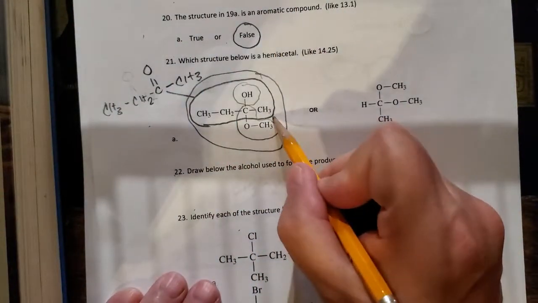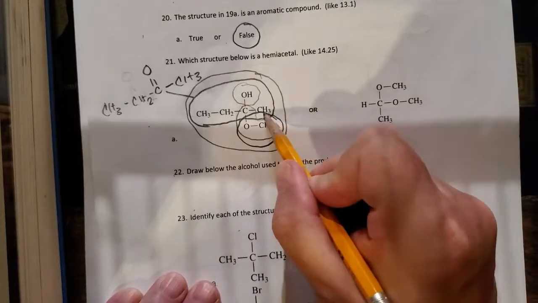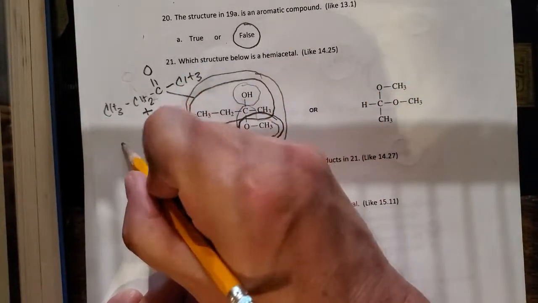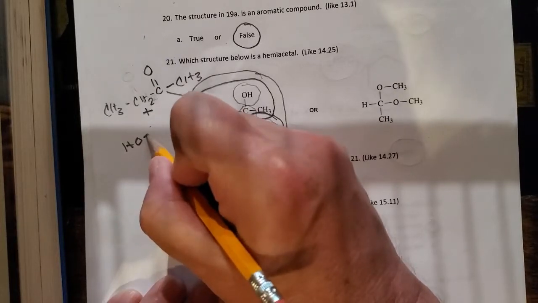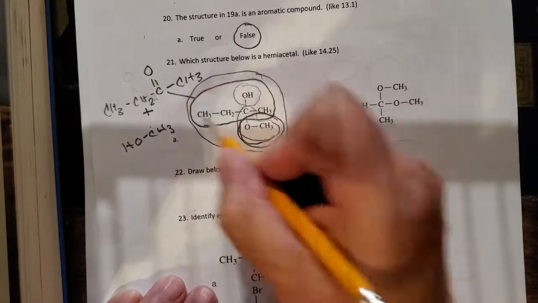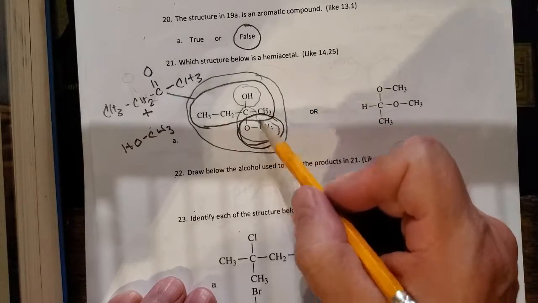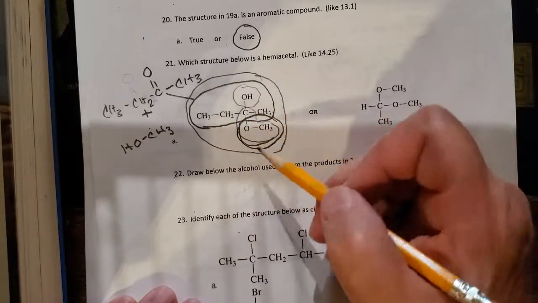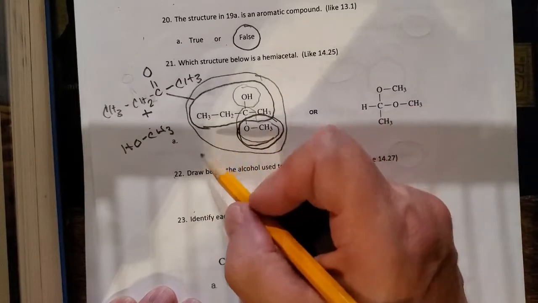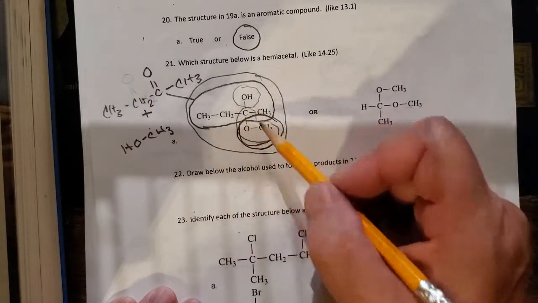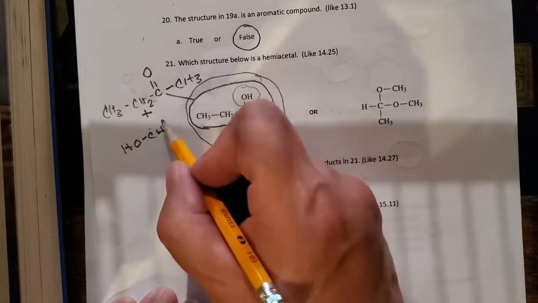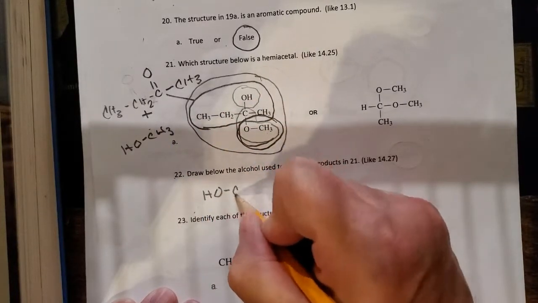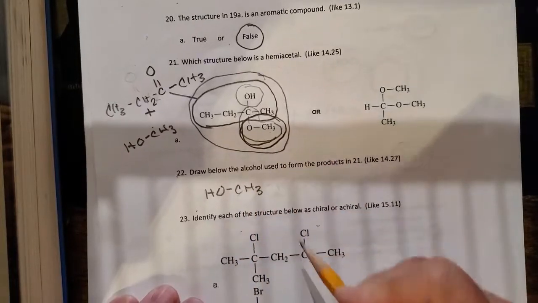And then this part of the molecule is where the alcohol comes from. The alcohol comes from this part. In this case, the ketone comes from this part. So the alcohol that was used to form this hemiacetal is this guy right here. CH3, which is methanol.